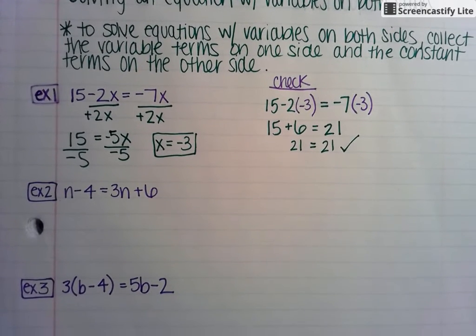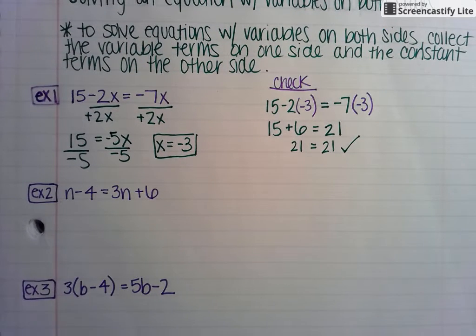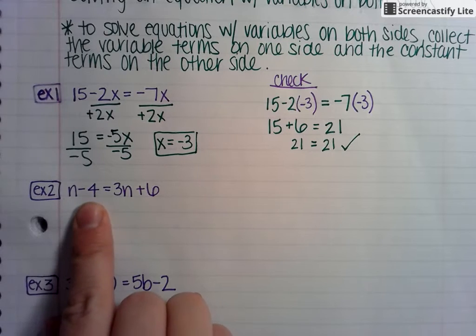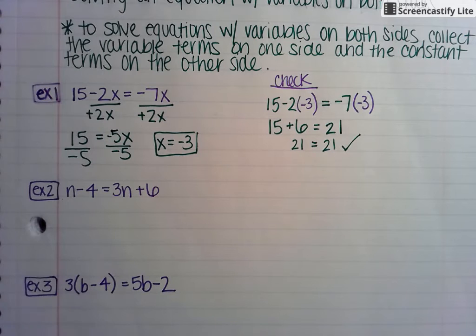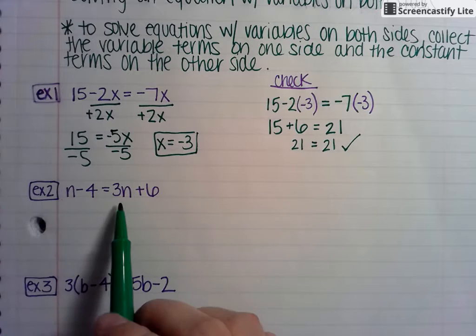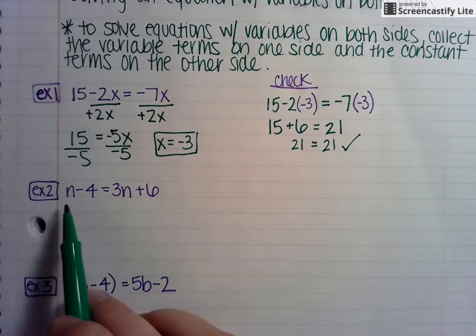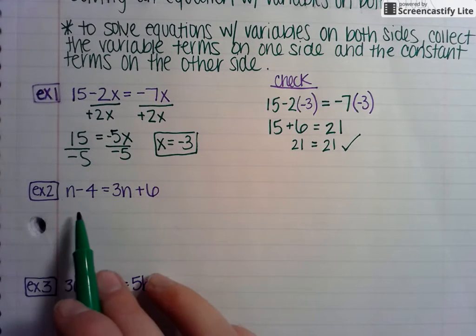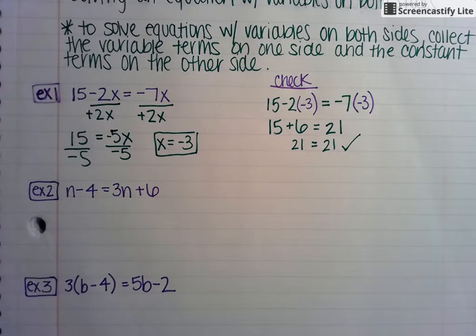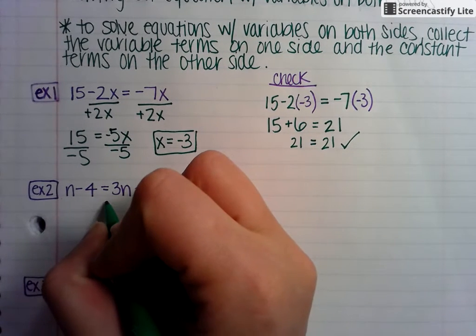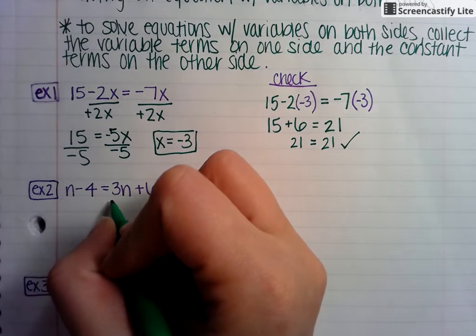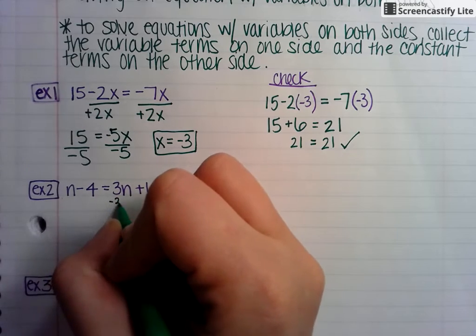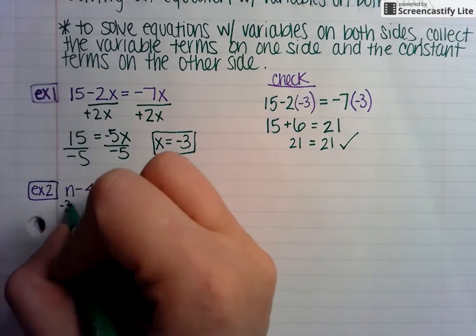Now, another type of example you might see with variables on both sides is you notice that we have a variable and a number or constant equal to a variable and a constant. So we're going to move the variables to one side and the constants to the other. I always like to put the variables on the left side, but it doesn't really matter. I'm going to start with the variables. So this is a positive 1n and a positive 3n. To get this to the other side, we have to subtract 3n on both sides.